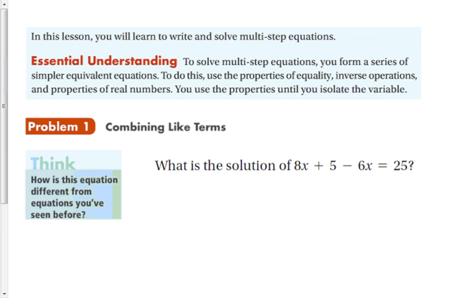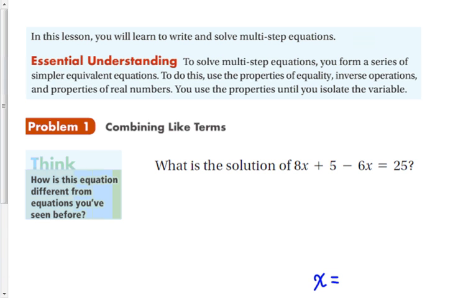All right, so the idea here is that to solve a complicated equation, what you can do is keep using the properties of equality and the properties of a real number to make that equation simpler until you get it down to a solution equation where it just says x equals something. Okay, so think about using the different properties of equality here on this one.